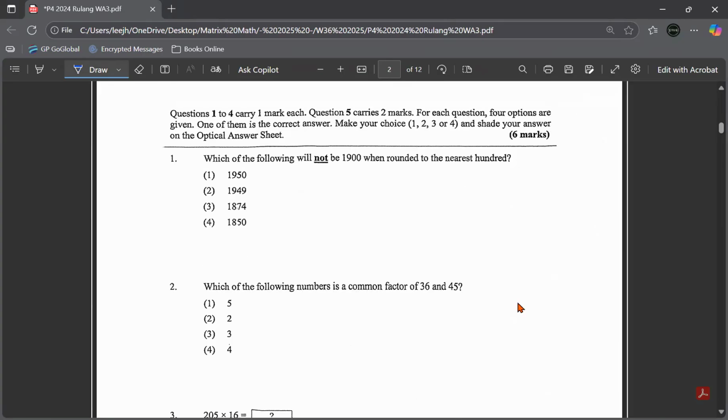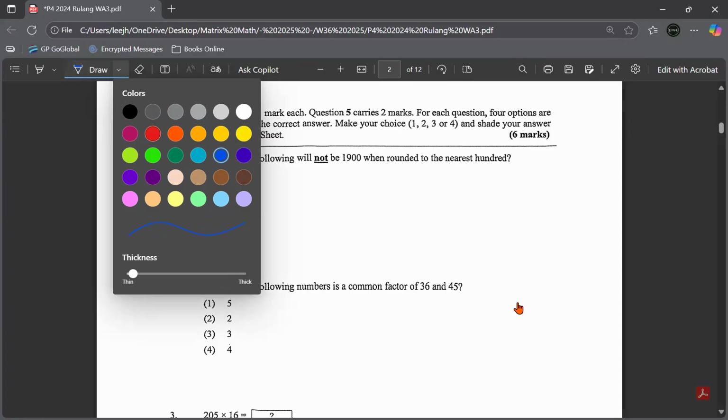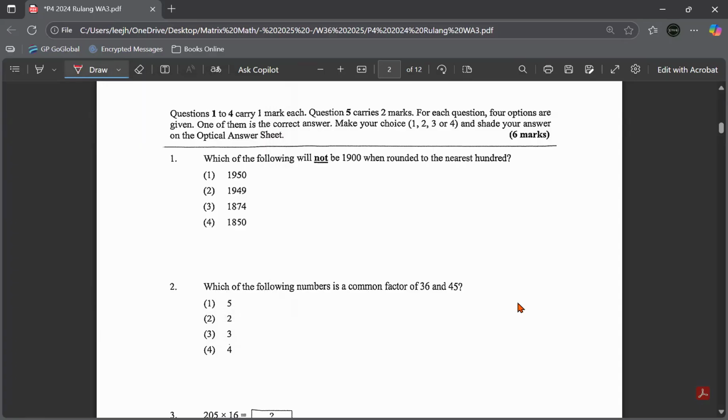Question 1 asks, which of the following will not be 1900 when rounded to the nearest 100? So we look at this first option. When you round off to the nearest 100, this is actually 2000, not 1900. Because for the nearest 100, you look at the tens place, which is 5, so you round the 9 up. One place value cannot have 2 digits, so this 1000 will become 2000 as well.